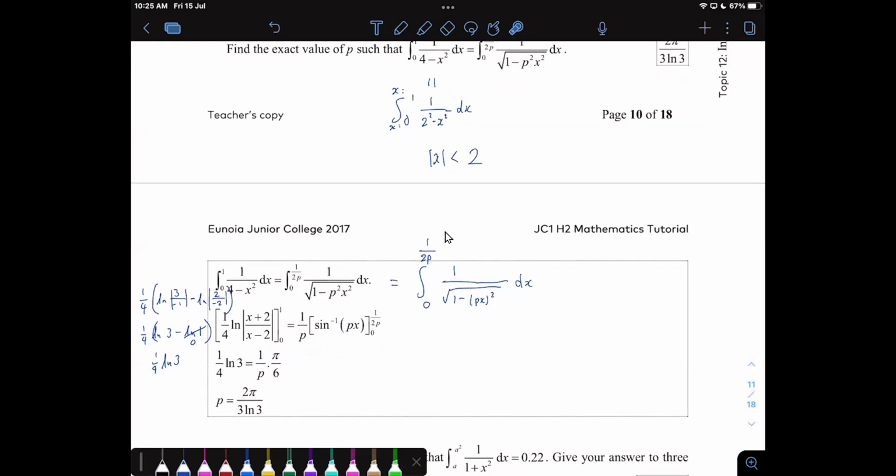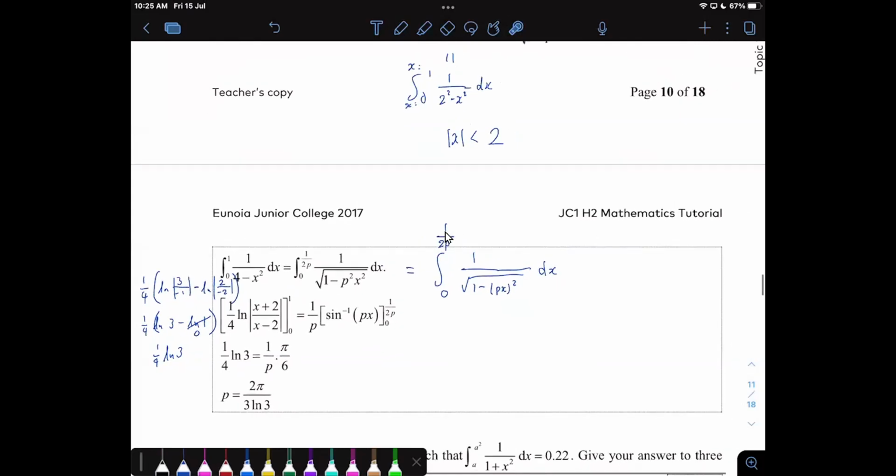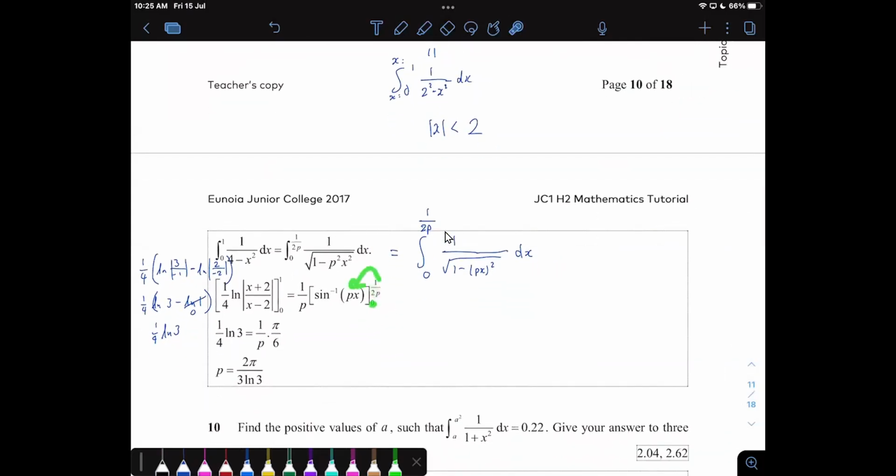Okay. Then after that, you have to sub in the limits. Upper limit 1 over 2p, lower limit 0. Then you sub in. Here, let me show you how to do it. On the right hand side, you got 1 over p, but then the sine inverse whatever is substituted with the upper and lower limit. So we get sine inverse of something minus sine inverse of another thing. Can you tell me what's the first one? The px. But x gets replaced with?